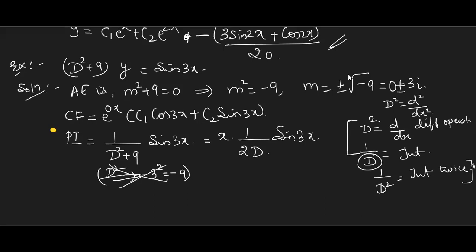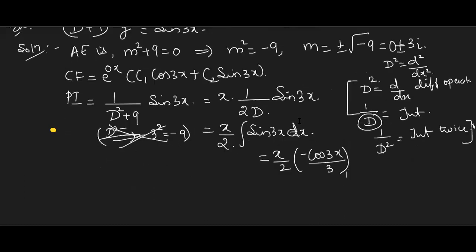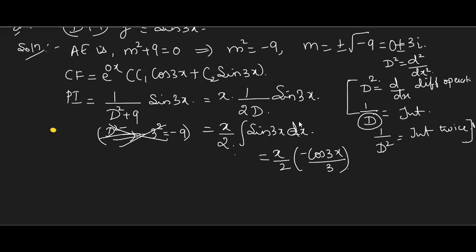Just see which way is convenient for you. Now I'll write like this. Just see. This is x by 2. 1 by D means it is integration of sine 3x. Both the answers are going to be the same. You can check. Now this is x by 2. What is the integration of sine? Minus cos. Minus cos 3x divided by 3. Correct? Now don't add any constant, otherwise the number of constants will increase. This is my PI. Okay, that's all.